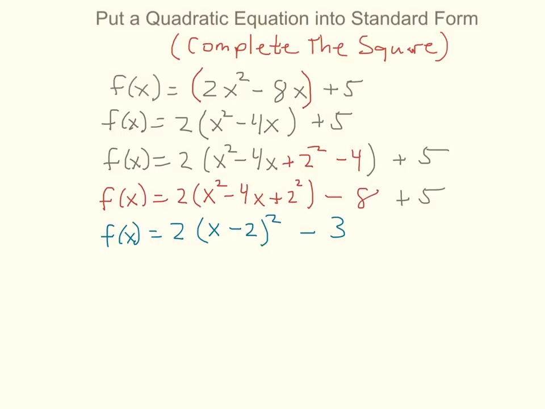At this point, we know a couple of different things. Number one, this opens up because the a value here is something greater than 0. It's positive 2. And the other thing we know is that the vertex is at the point 2, negative 3. So I know this parabola is going to open up, and it's going to go through the point 2, negative 3.